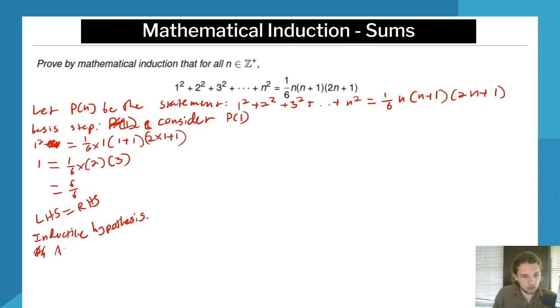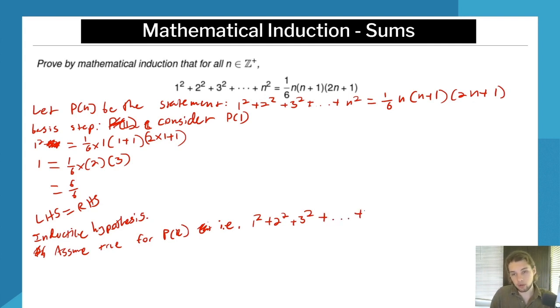Let's assume it's true for P(k). I.e., 1 squared plus 2 squared plus 3 squared all the way up to, this time, k squared is equal to 1 over 6 k(k plus 1)(2k plus 1). Okay, so it's basically the same.